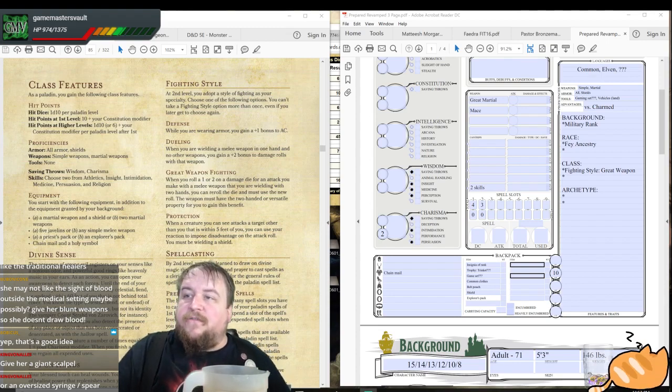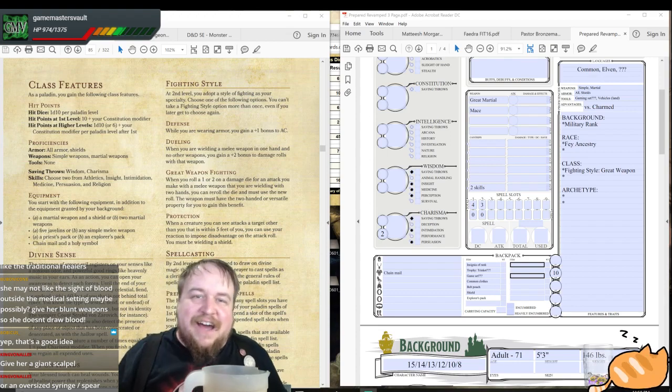Blunt weapons feel right. So Fluffy Sheep, we can give her a maul in that case. A leg chopper, says Osakachi. Or she's part of a mass unit for a large army. Healers are divided among combat and non-combat. If she's combat, she's not in the back. If she's not a true combatant, then she's part of a mass unit. Bubonic continues. She may not like the sight of blood outside. I know that feeling. Outside the medical setting, maybe possibly. Give her blunt weapons so she doesn't draw blood. Bobicus, yep, that's a good idea. King says give her a giant scalpel or an oversized syringe/spear.